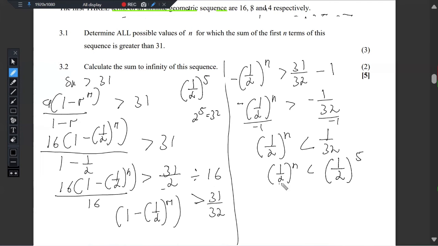But now, why are we doing this? We wanted this to be the same base so that we can apply the law of exponents that says if the bases are the same, you can drop down the exponents. So if we drop down the exponents, that's n less than 5.